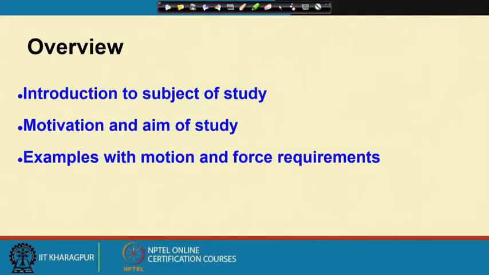So, here I have listed out the overview of today's talk. First I will introduce the subject of study, then I will go over to the motivation and aim of this study, and then I will show you examples with various motion and force requirements in mechanisms and robots.